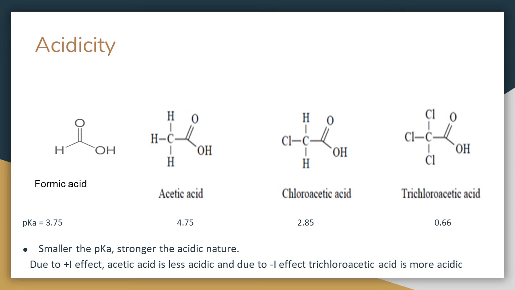When the acetic acid is substituted with 3 chlorine atoms like trichloroacetic acid, it is more acidic compared to chloroacetic acid or normal acetic acid because of the presence of 3 chlorine atoms which pull the electron towards itself, making the removal of hydrogen or the proton very much easier. So we can say that smaller the pKa value, stronger is acidic nature.